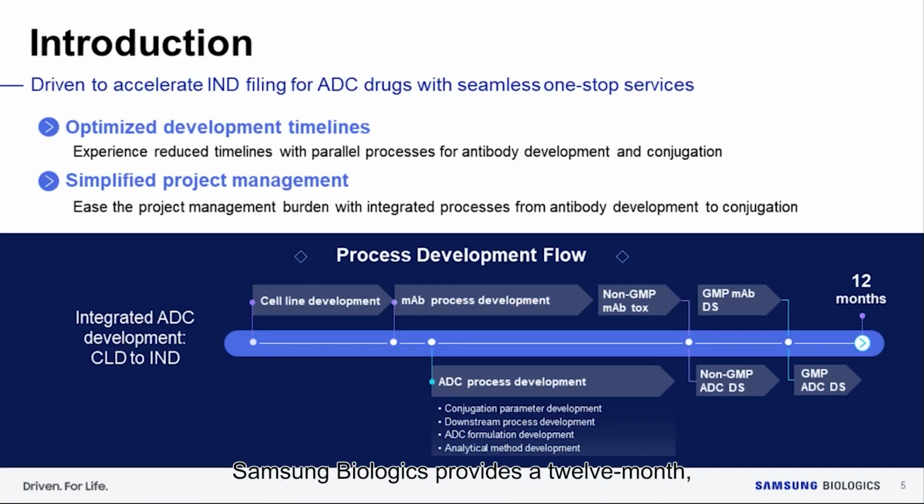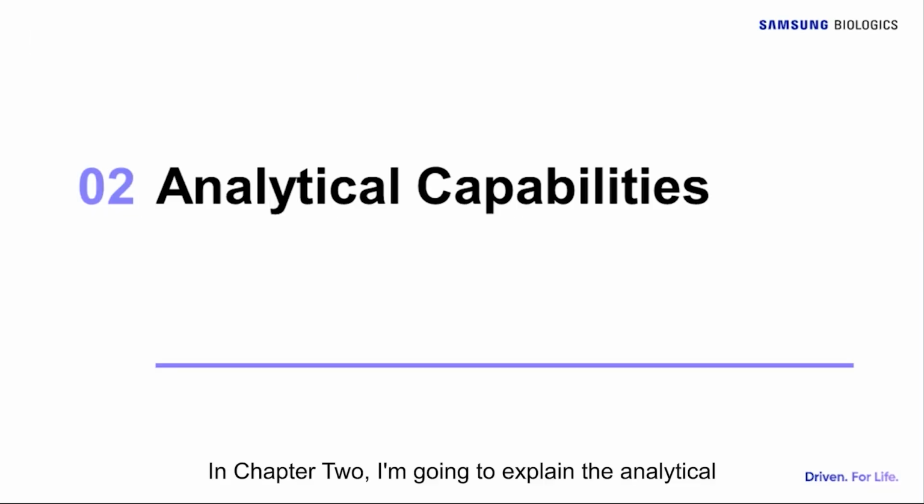Samsung Biologics provides a 12-month one-stop service from cell line development to IND filing. We optimize development timeline and simplify project management. In addition, based on 14 years of antibody-based know-how, we have expanded into the bioconjugates field and provide various services as follows. Chapter 2, I'm going to explain analytical capabilities in Samsung Biologics.